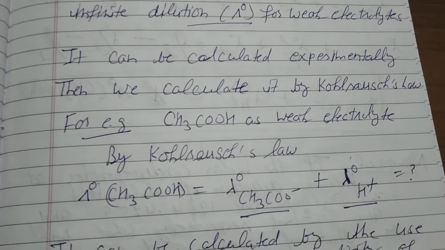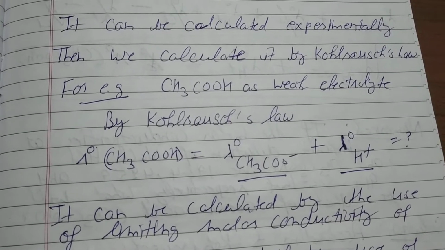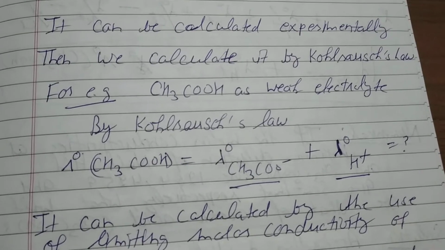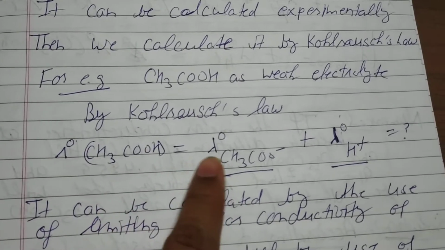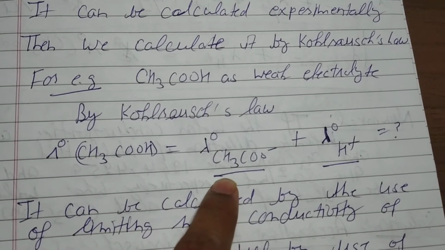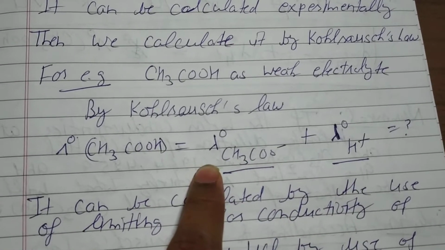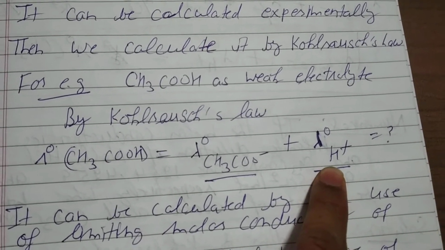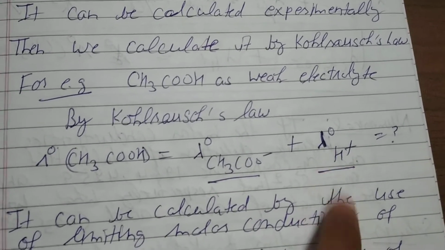For example, we have CH3COOH, a weak electrolyte. So Kohlrausch law can be used to find out the limiting molar conductivity of a weak electrolyte. This limiting molar conductivity of acetic acid is equal to lambda naught CH3COO negative plus lambda naught H positive. This is the ionic conductivity. This is the limiting cationic conductivity. This is the limiting anionic conductivity.